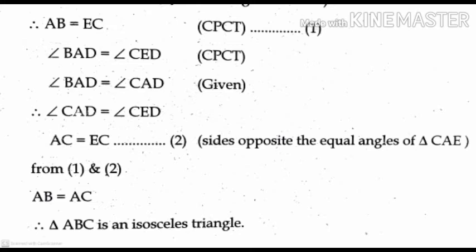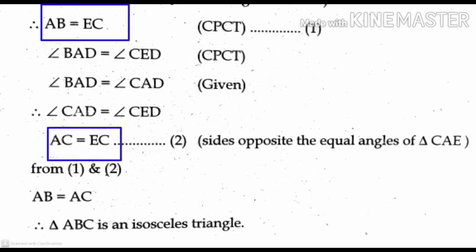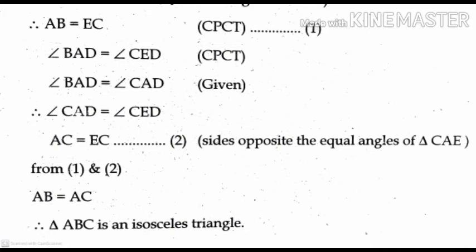Since the sides opposite the equal angles of triangle CAE are equal, from 1 and 2, AB is equal to AC. Since the RHS are equal, so the LHS are also equal. Therefore, triangle ABC is an isosceles triangle, since in a triangle, if any two sides are equal, it is said to be an isosceles triangle.